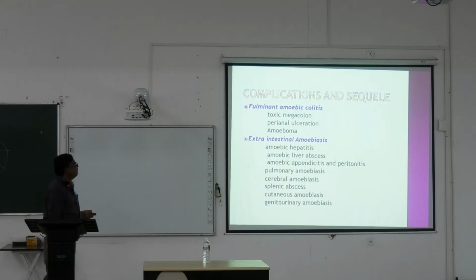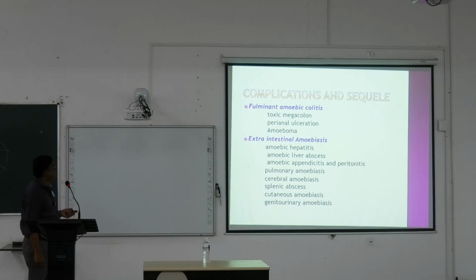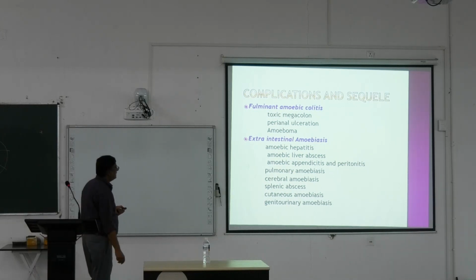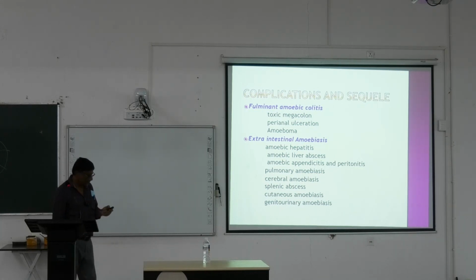The extraintestinal complications include toxic megacolon, perianal ulcerations and amoeboma, and extraintestinal amoebiasis, which is very important and very difficult for diagnostic purposes. There is amoebic hepatitis, liver abscess, amoebic appendicitis, peritonitis, pulmonary amoebiasis, and cerebral amoebiasis, although these are rare and often associated with immunocompromised conditions.